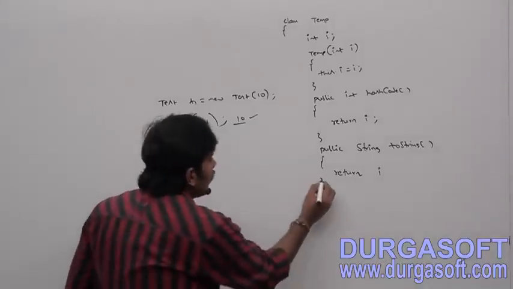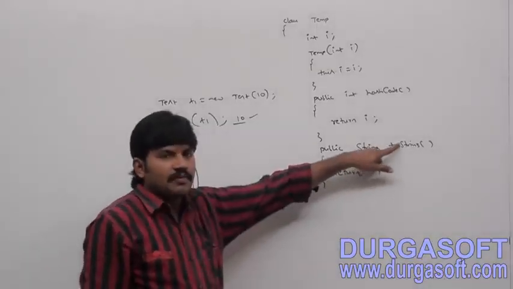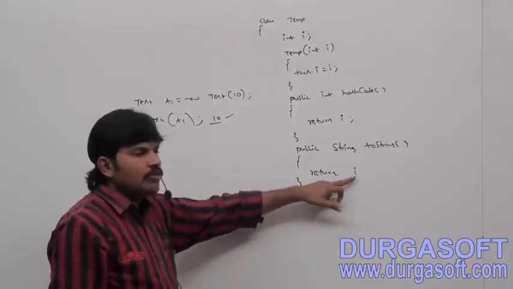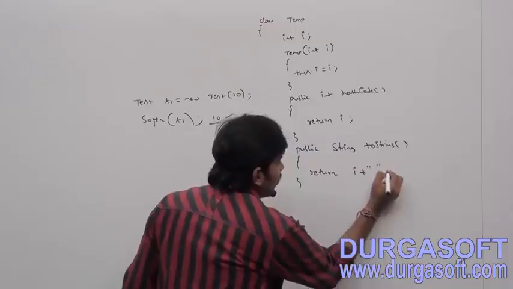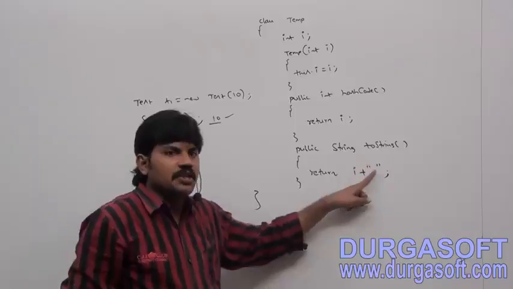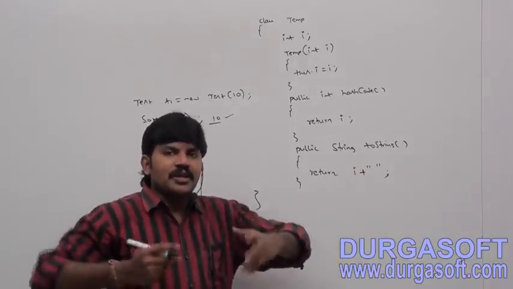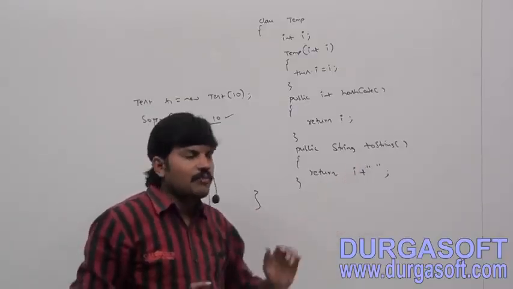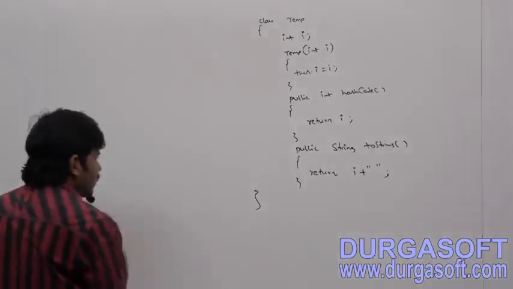But if I override it like this, the compiler will give an error. Because what is the return type of toString? String. But i is what type? Int. So you can't return an int in the place of a String. That's why i plus double quotes open, double quotes close: the same i value, the int number plus an empty string. Now the result becomes a String, but the string has the i value only. It is the same i, but we are returning it in string form. This is my Temp class, right?